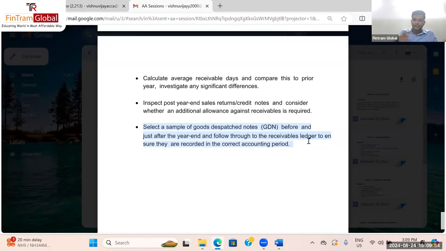Okay. There are two assertions being tested here. One is cutoff and the second is valuation. We're also checking if the current year receivable balance is valued appropriately as well, right? So that's also there.